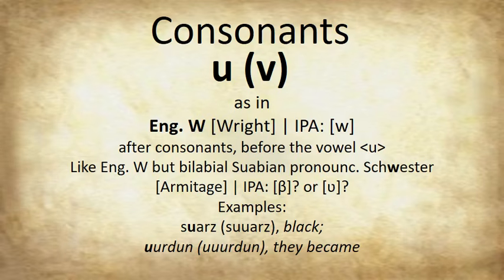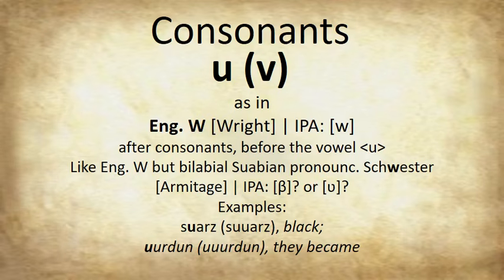So our other pronunciation with U, as we have here by Joseph Wright, is as in English W, so a W sound. And this is after consonants and before the vowel U. So we have our example here of schwarz, meaning black, and also wurdun, which means they became. So it's also a variation of the 2 U's, which we'll discuss in the next slide.